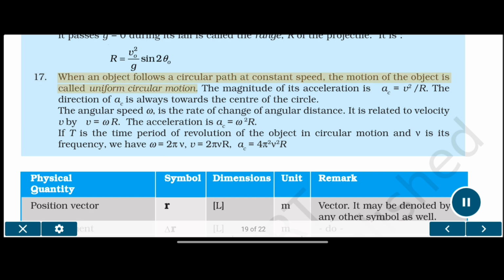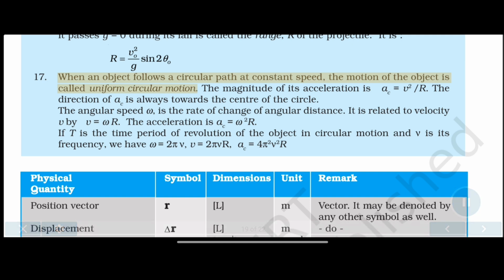17. When an object follows a circular path at constant speed, the motion of the object is called uniform circular motion. The magnitude of its acceleration is ac equals v squared over r. The direction of ac is always towards the center of the circle. The angular speed omega is the rate of change of angular distance. It is related to velocity v by v equals omega r. The acceleration is ac equals omega squared r.